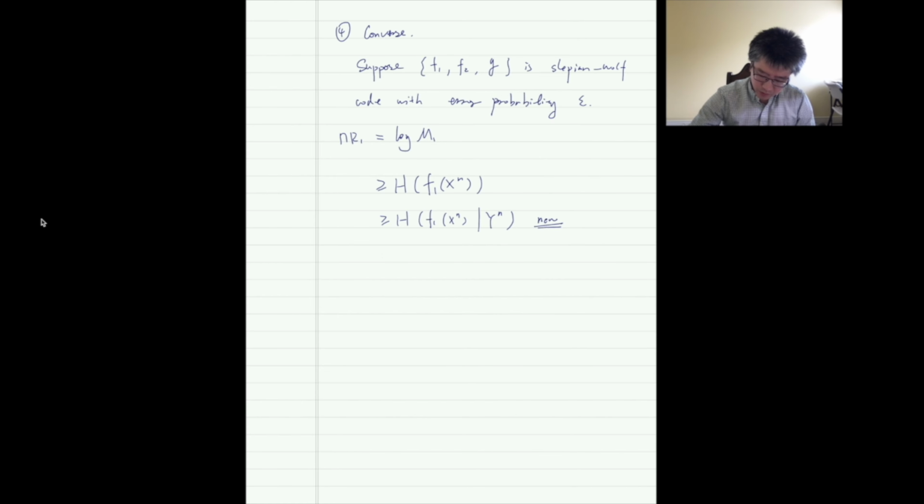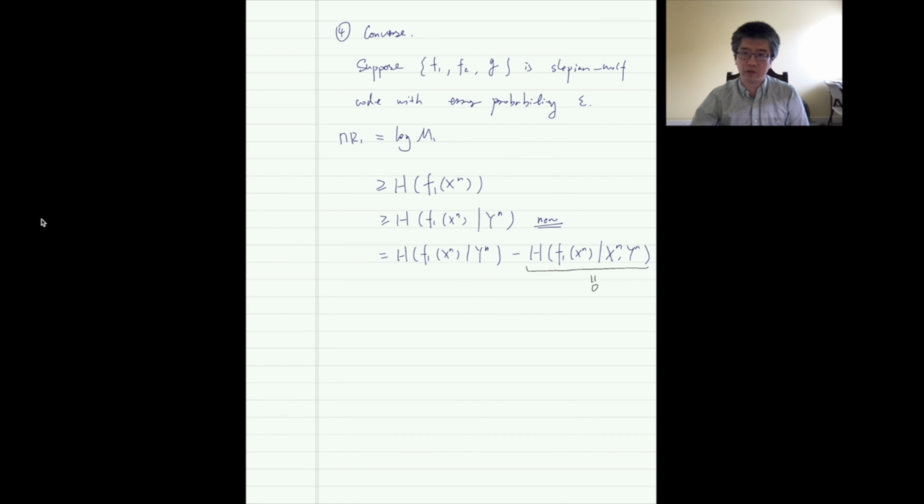So the next step is that we're gonna make the mutual information term, right? Which means that here we need to minus H(f1(X^n) given X^n and Y^n), right? So we need the X^n there, because we want H of X given Y. Okay, and clearly this entropy term is 0, right? That will not change the equality sign. Okay, and then we get a mutual information between X^n and f1(X^n) given Y^n.